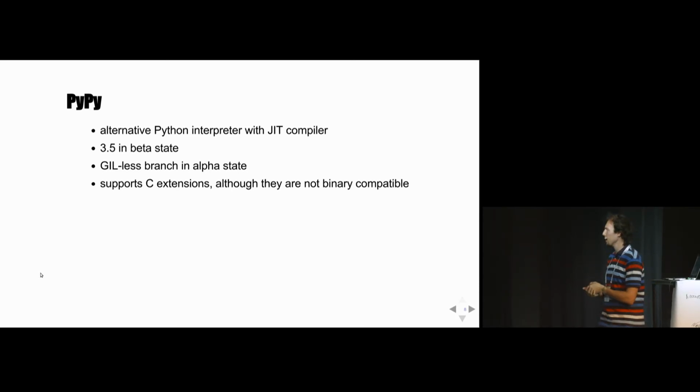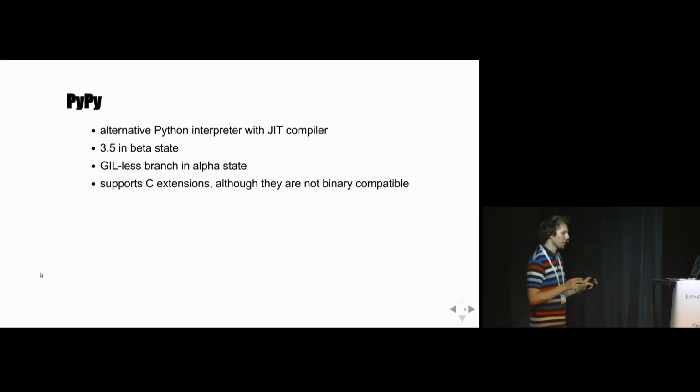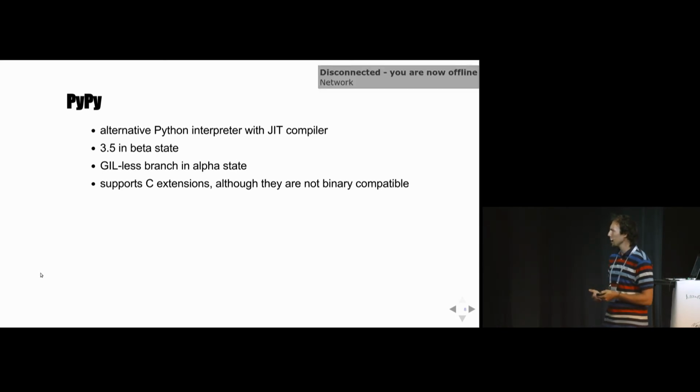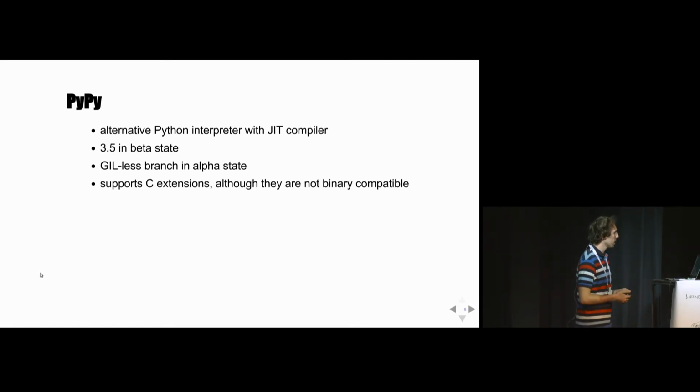There is an alternative interpreter called PyPy that supports this, but it's not 100% compatible, and its development lags behind CPython. So they have just 3.5 in beta state. They have some GIL-less branch that looks very promising, but it's still in development.